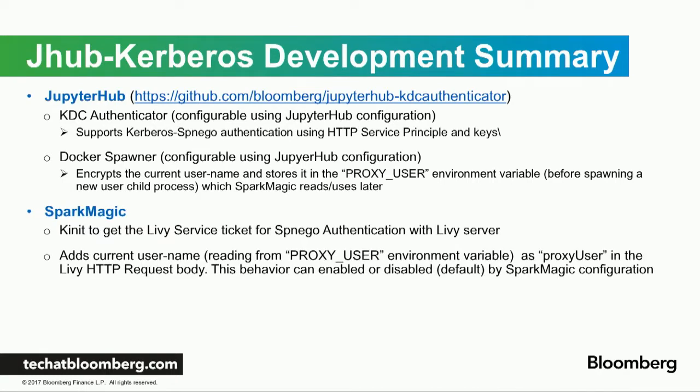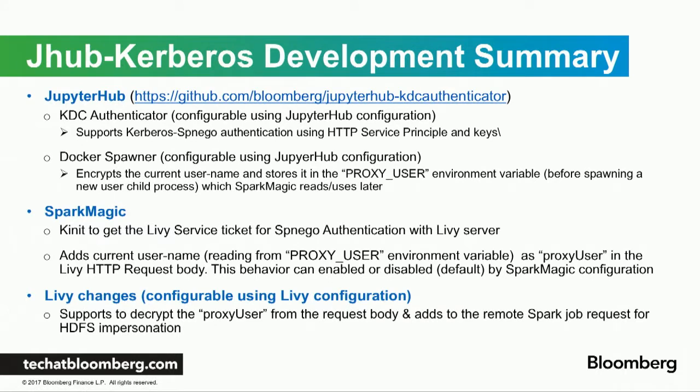The change that we made in Spark Magic is to do a kinit. Now, kinit is basically one of the commands that in the Kerberos world you need to run in order to get a ticket from the TGT in order to authenticate against Livy. So that's the change. And then we added a section in Spark Magic so that it can take that proxy user and put it inside the HTTP request body as proxy user so that Livy can impersonate.